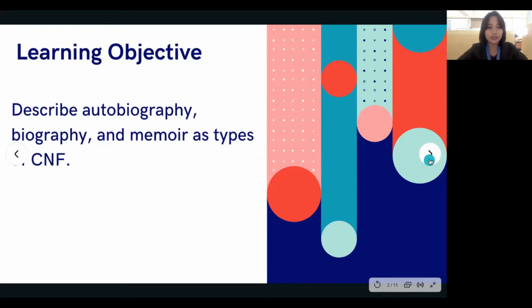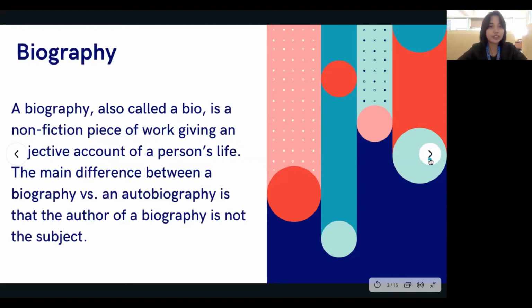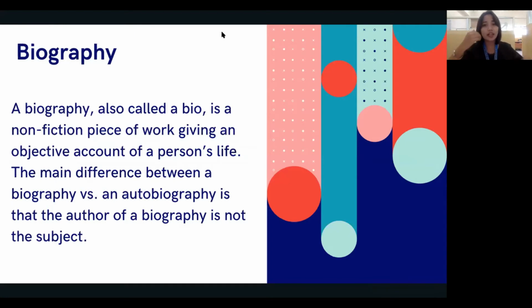Okay? So first, we're going to discuss biography. Biography is from the word bio, no? It is also called bio. Bio means life, no? So ang pinag-uusapan dito, ang sinusulat dito ay tungkol sa buhay ng particular na tao. Minsan ginagawa ang biography or sinusulat ang isang biography ng isang tao kapag ito ay famous or kilala.